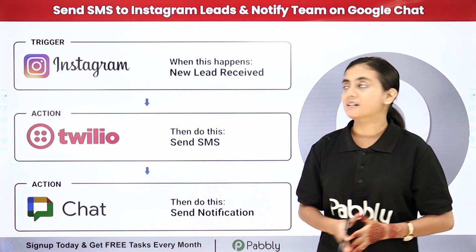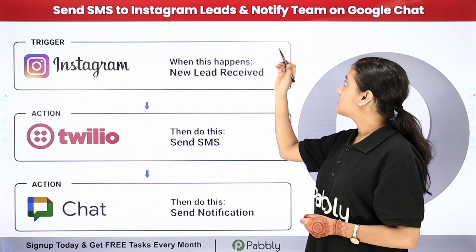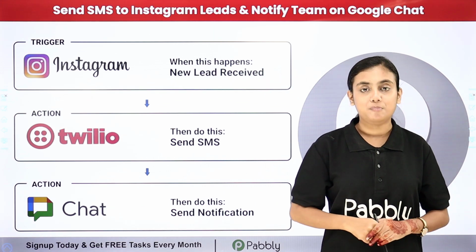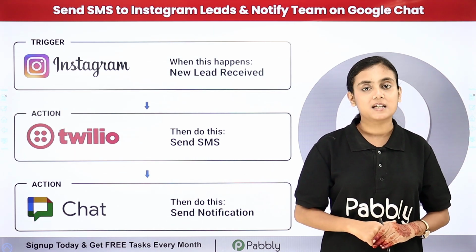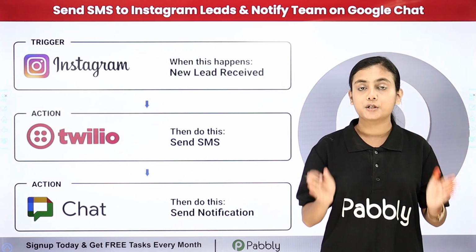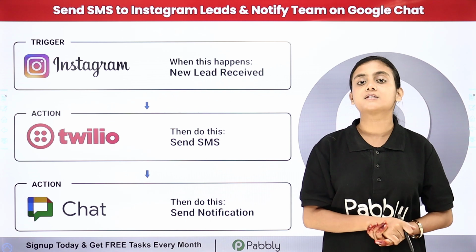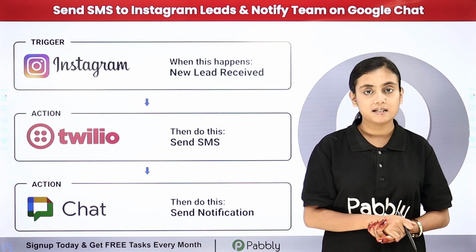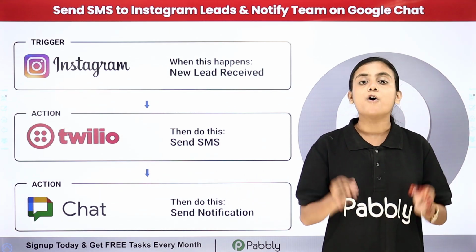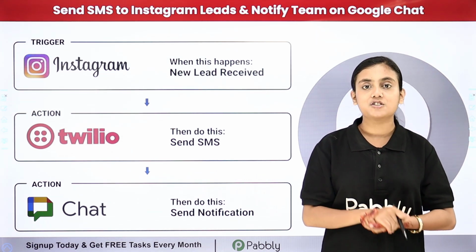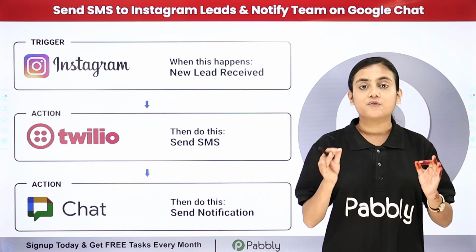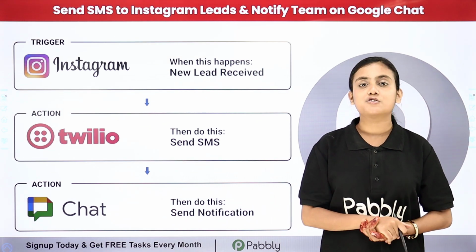In this video, we're going to learn how to send SMS to Instagram leads and notify team on Google Chat. So I am an owner of a business and I promote my business using Instagram lead ads. Here what I want is that as soon as any of my potential customers or clients generates a new lead using Instagram lead ads, I want to send that lead an SMS first, and then I also want to notify my team on my Google Chat space that I've created, alerting them the lead has been generated. And if I'm going to do this manually, it is going to take me a lot of time.